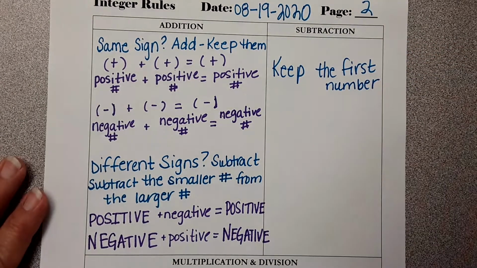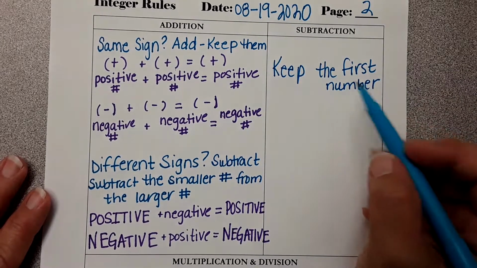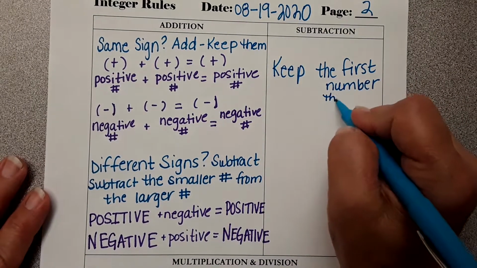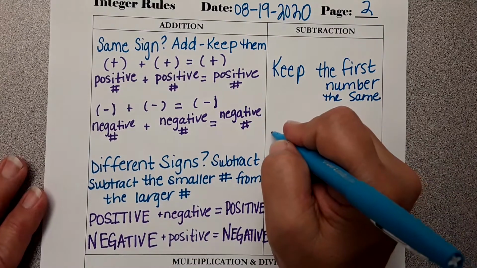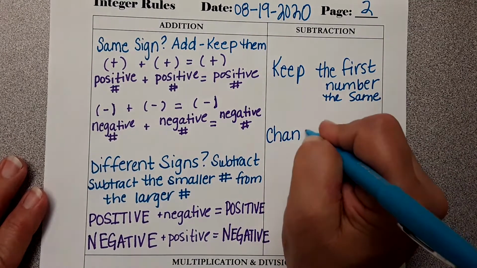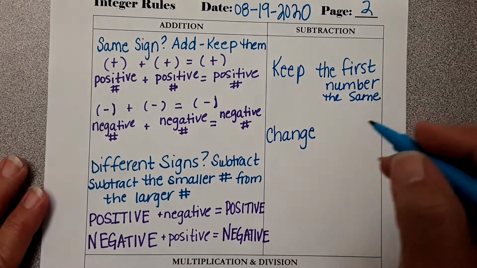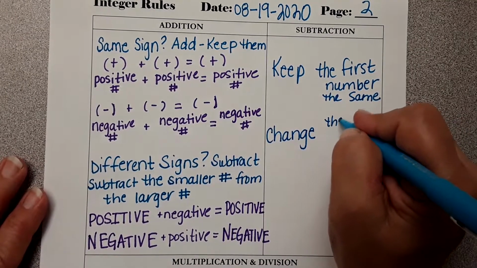So that means you're going to keep the first number the same. You're not going to change it at all. It's keep, change, change. You're going to keep the first number and change the subtraction sign.